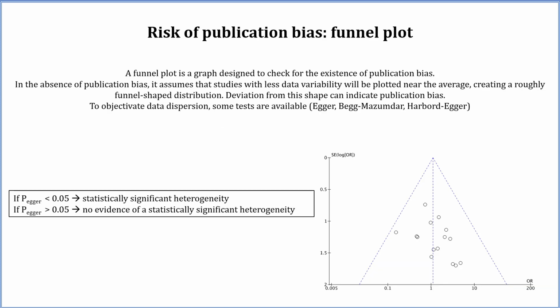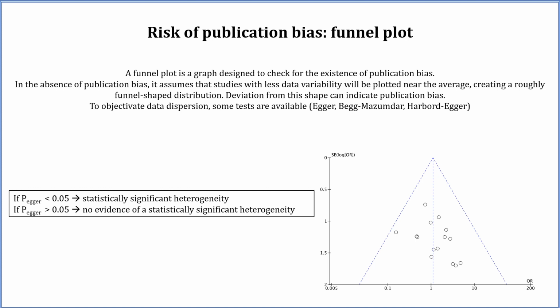Funnel plots are used to assess risk of publication bias in meta-analysis. A symmetrical distribution of the reference points in the plots is related to low risk of publication bias, whereas a more asymmetrical distribution indicates high data variability, so high risk of publication bias. However, to objectivate data dispersion, there are some tests available. The most used test is the Egger test.